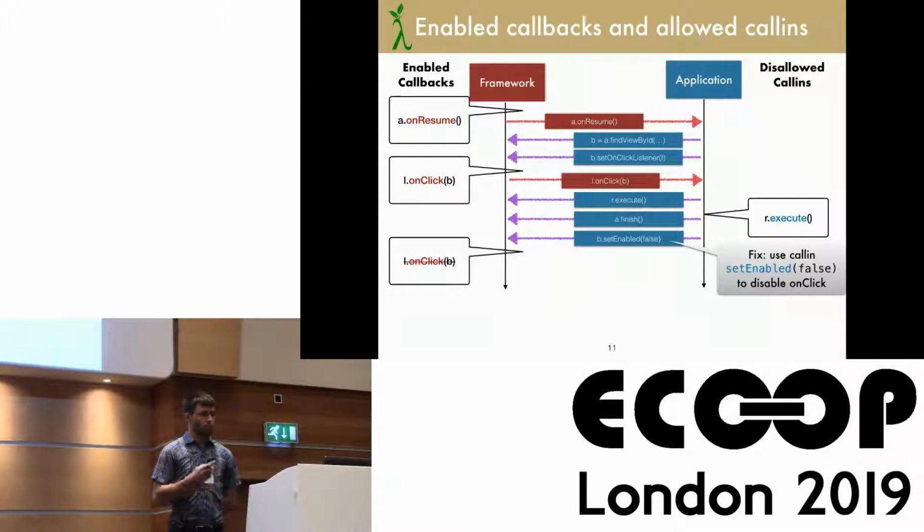So one possible fix is to add another call, set enable false. If you've seen the gray buttons that you can't click on in a user interface, that's what that does. And that actually does prevent the click and removes it from the enabled set. And so with this state, we know that the next step that the framework is going to take will be safe.